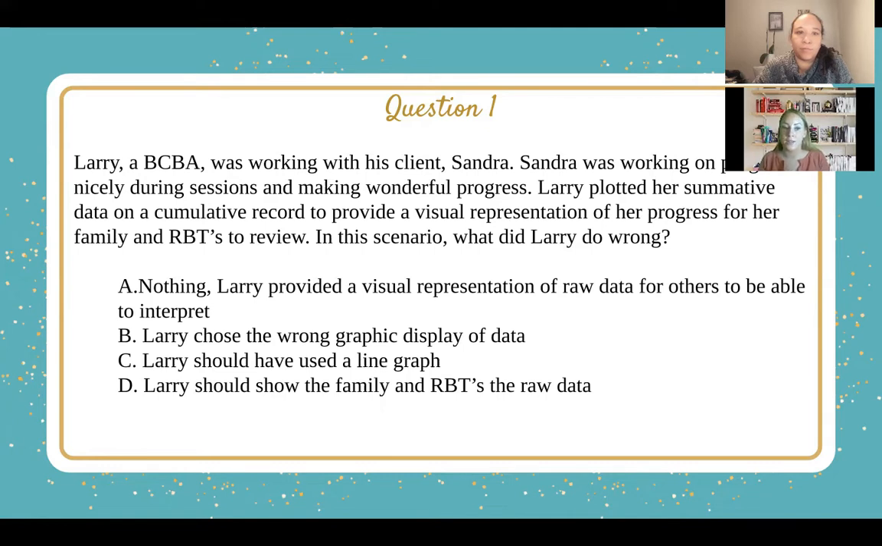B is correct. C, he should have used the line graph. That would be incorrect because we're going to use a line graph, yes, to display progress and our raw data, but not if we're using summative data. And D, Larry should show the family and RBT his raw data. That's incorrect, right? Because RBTs and family members are going to have trouble viewing raw data. That's why it's our ethical responsibility as BCBAs to ensure that our raw data is represented on a graphical display.